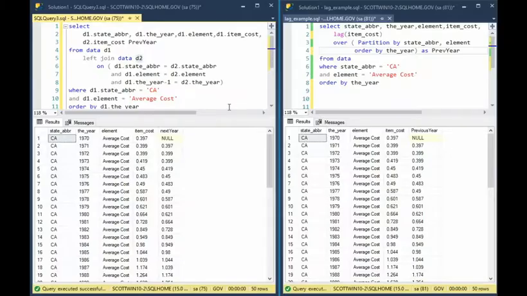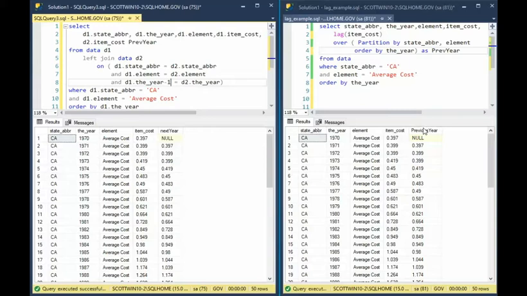Let's do this. Before we dive deep into the lag function, let's see where it probably came from. Back in the old days, we probably would say from data D1 left join the same table. So left joining data, same table. The only thing of interest over here is line 8. Notice I'm saying D1, the first one on line 4, the year minus 1 equals D2, the year. So notice I have to kind of go back and then I would say 1970, but they'd be off by 1. Now that is what gives us this null value.